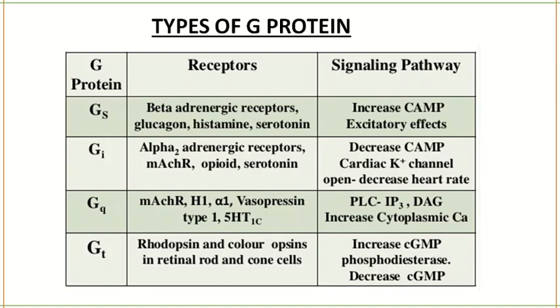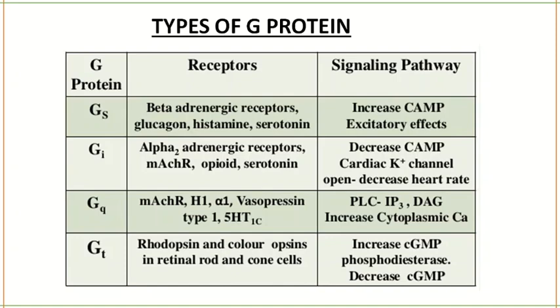Okay. So the next type is GQ. It has receptors such as vasopressin, H1, alpha 1 and similar receptors, and it is involved in the signaling pathway of phospholipase C, where you will get IP3 and DAG from the substrate, and this will cause an increase of cytoplasmic calcium levels.